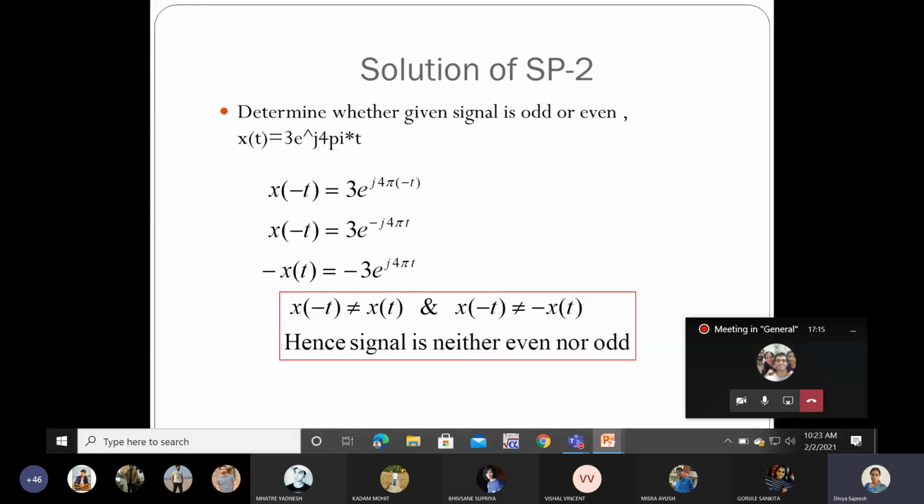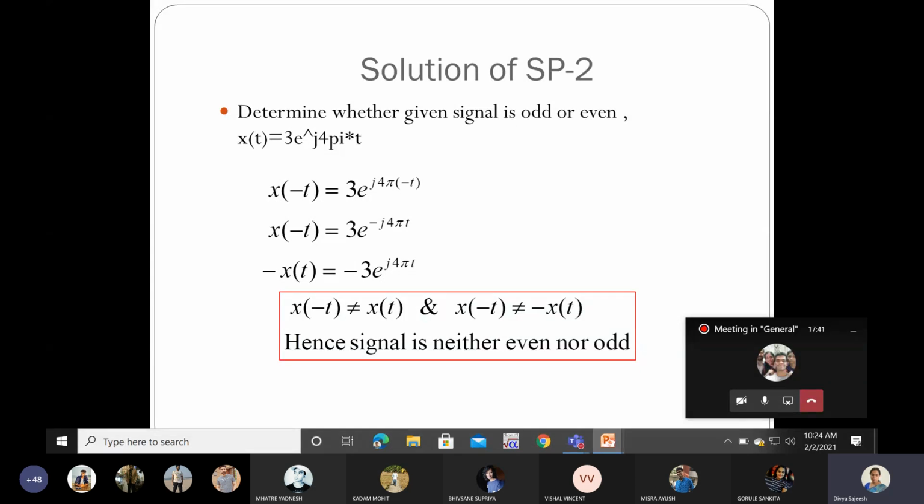Now the second question is to determine whether the given signal is odd or even. So here also, to check the condition, find x of minus t. You get x of minus t as 3 e raised to minus j4 pi t. And let us find minus x of t, which is minus 3 e raised to j4 pi t.